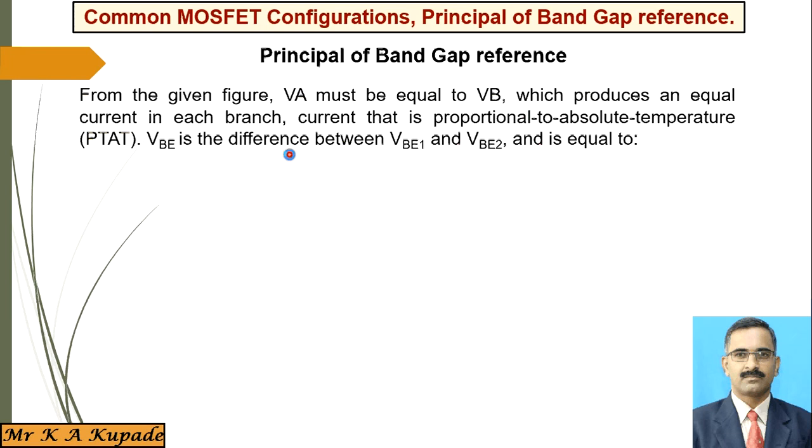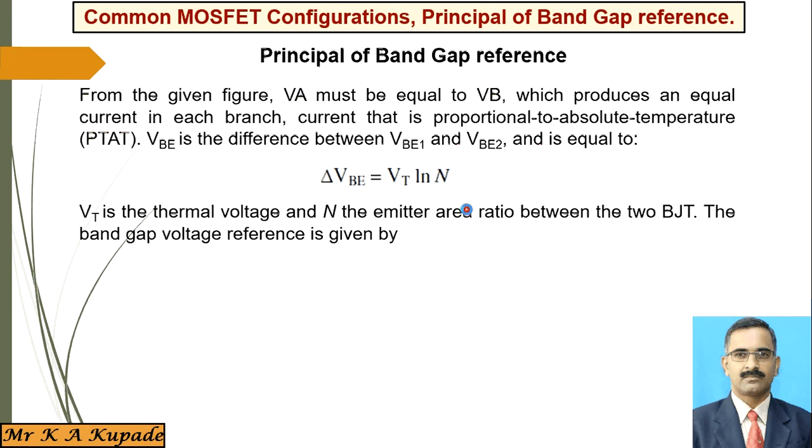Now VB is the difference between VBE1 and VBE2. This base to emitter voltage is the voltage difference between transistor 1 base to emitter voltage and transistor 2 base to emitter voltage, and that is given in the form of this particular equation. Here in this equation, VT is nothing but the thermal voltage, and this N is nothing but the emitter area ratio for both transistors.